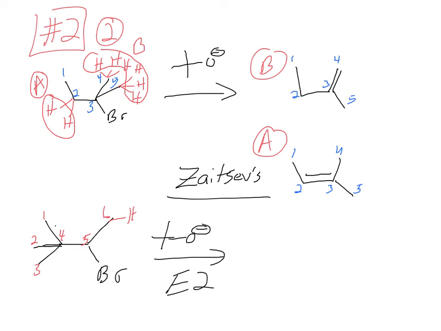So let's draw an H in. This time I'll do the mechanism. Why not? That's the only beta hydrogen there is. That's the only possible product then, right? So if it's going to react, this is the way it has to react.